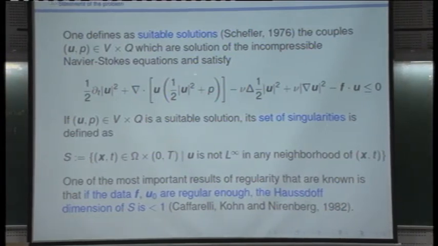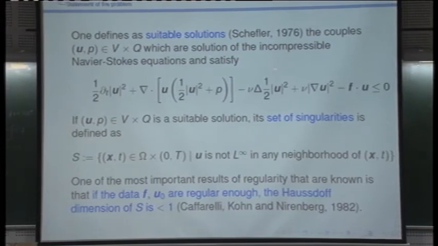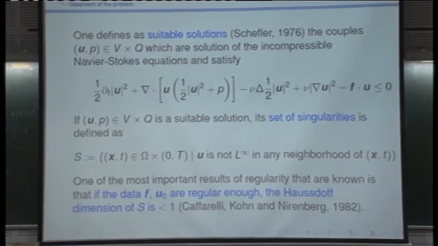And then, if we have a suitable solution, what is the set of singularities? The set of singularities is the set of points in the space-time domain in which the function is not bounded in any neighborhood of that. So those are singular points in which the solution is not point-wise bounded.